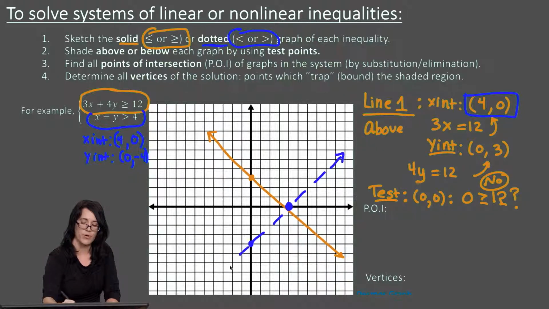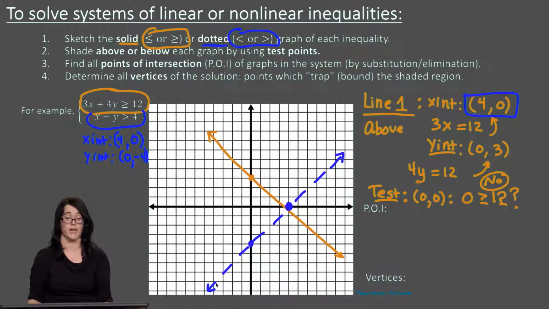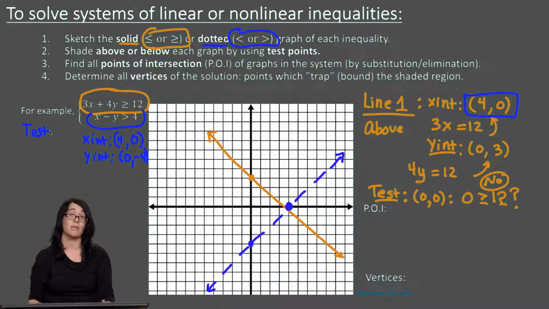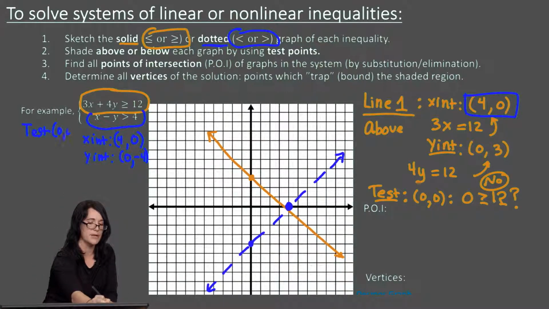and understand where to shade would be next. Where do we want to shade? Above the line or below the line? Well, we could pick a test point again. So we want to pick a point that's not on the line itself. 0, 0 definitely is a point that is not on the line. So let's check 0, 0.